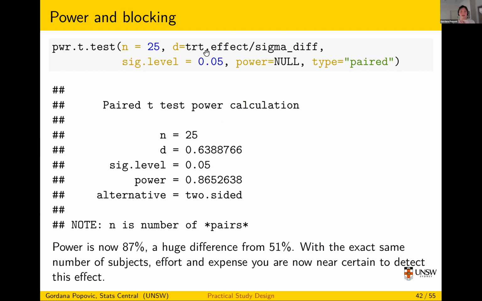Okay, so if we do that, we've now got this re-estimated standard deviation here. So the only difference is we've got that, and we've got type equals paired, and we've got exactly the same sample size, and our power is now 86 or 87. So I've got exactly the same number of students, and I've done exactly the same thing in every way, except that I've paired the students within schools.